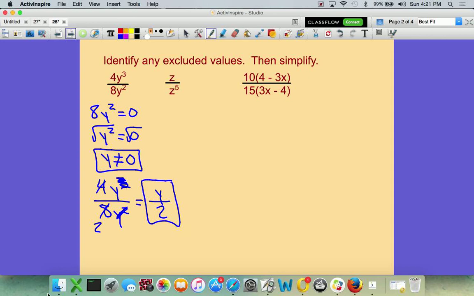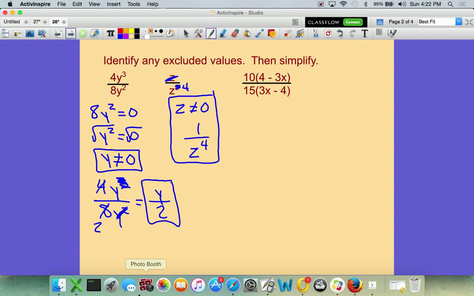Going to our next one. As you can start to see, whenever you only have variables without any plus or minus signs, it is going to be 0 here. So z cannot equal 0. Then if we simplify, we've got 1 z on top, 5 on the bottom. That means we can cross off the 1, make this a 4. Our answer is 1 over z to the 4th, as long as z doesn't equal 0.